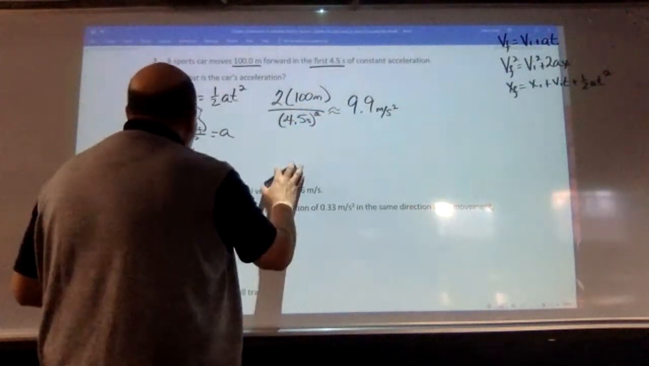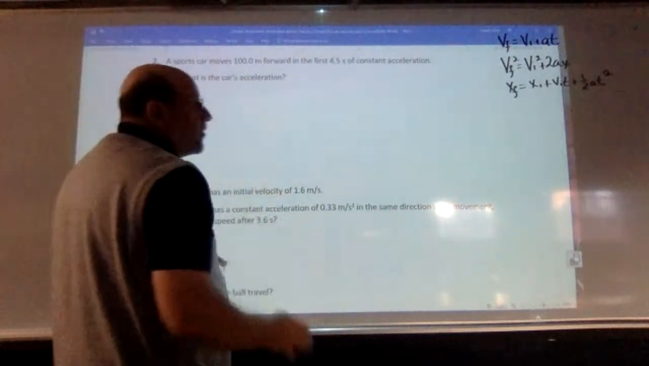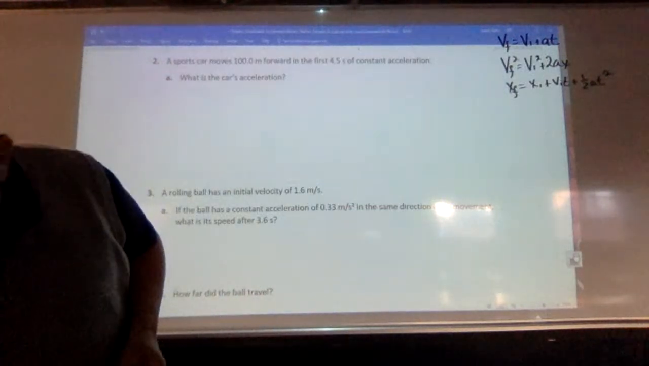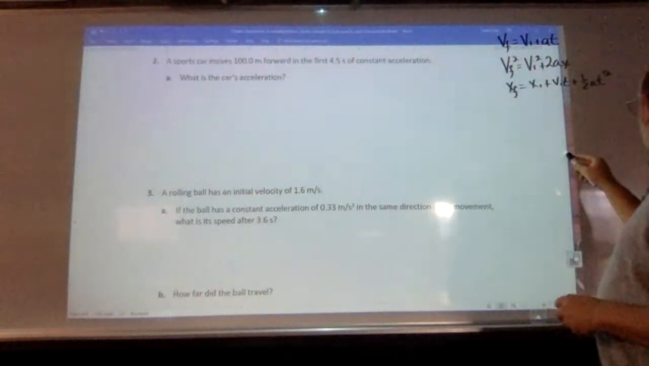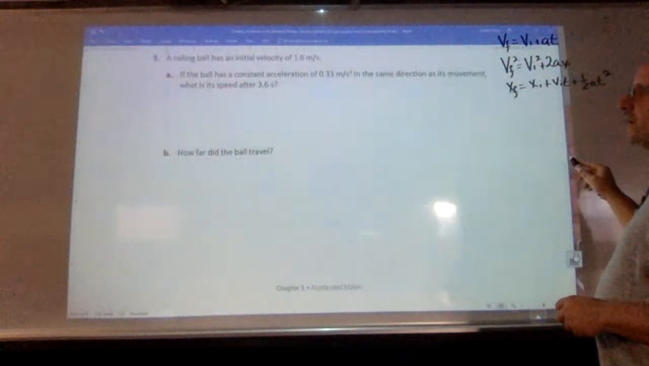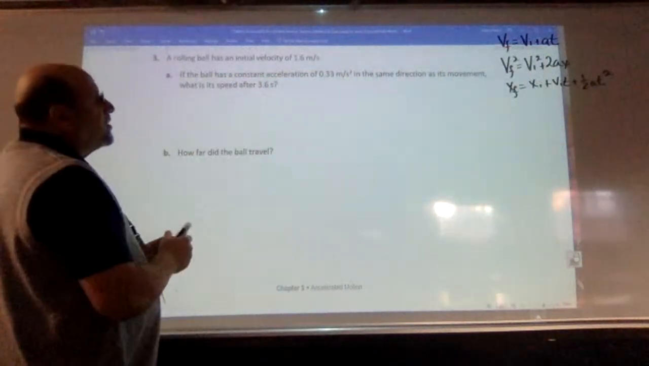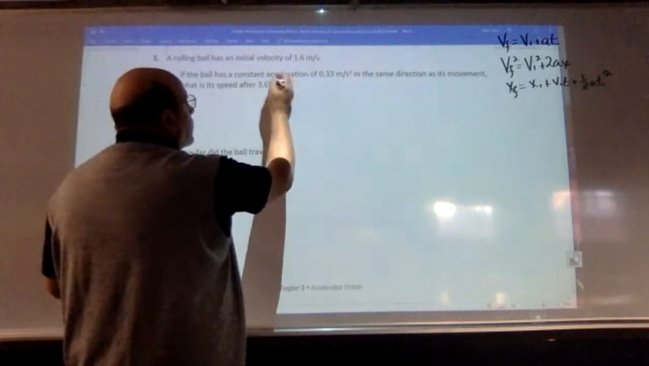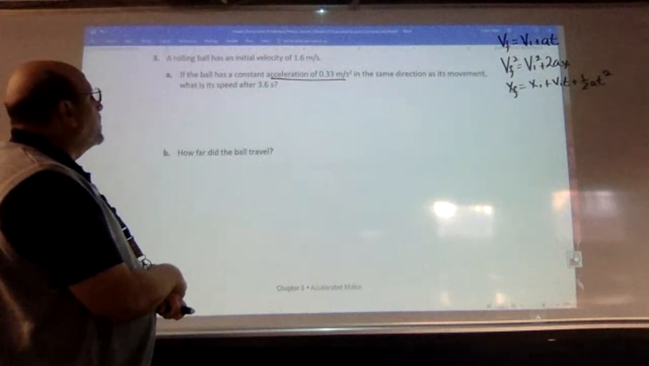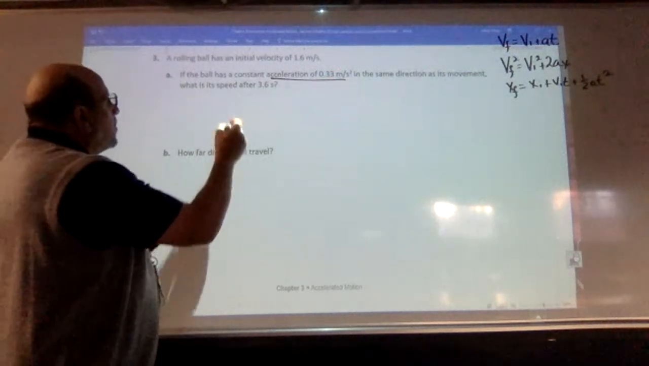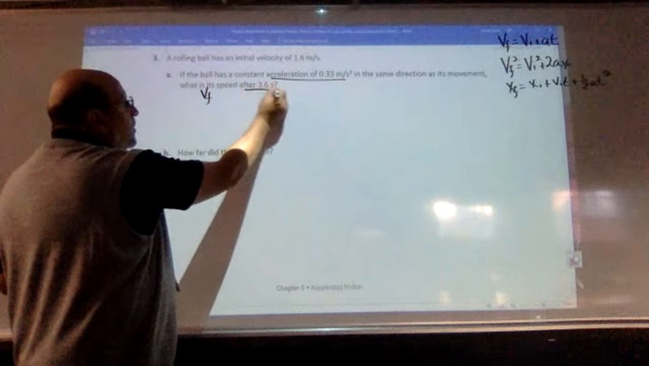Moving on to the next problem. So far, we've only used 1/2 at squared or some version thereof. And let's see if I can get this to move a little bit. There we go. Here's the ball. The ball has a constant acceleration, so we've been given acceleration of 0.33 meters a second squared in the same direction as its movement. What is its speed? What is the velocity? I'm looking for velocity final after 3.6 seconds.